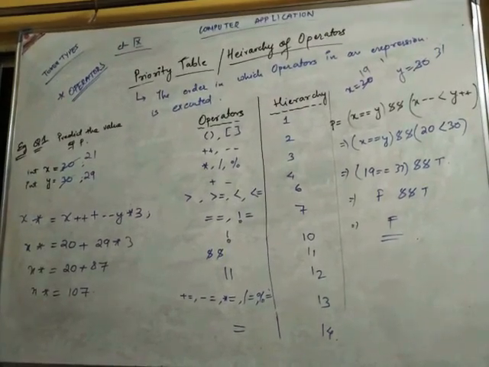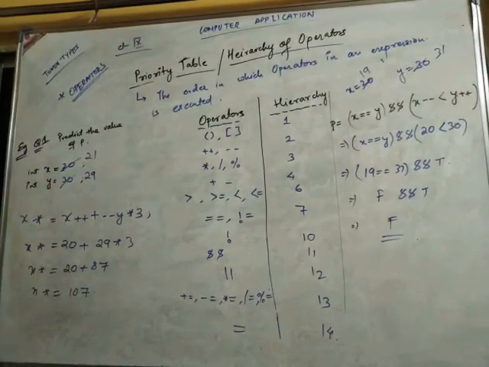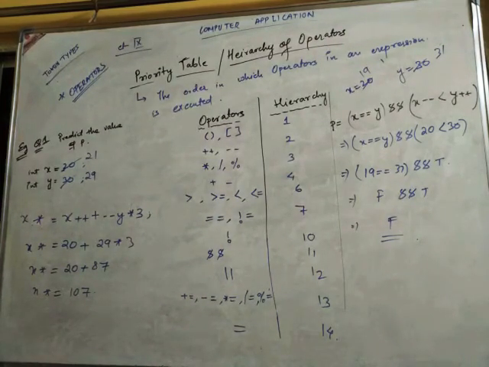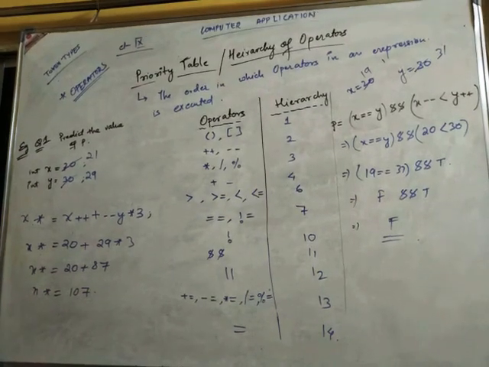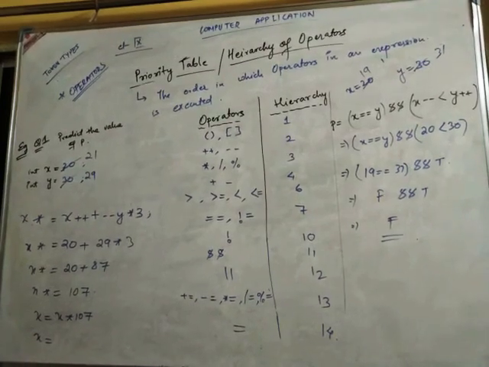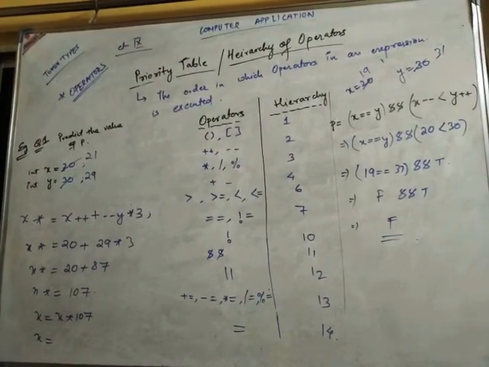Now we get x *= 20 plus 87. 29 into 3 is 87. Then x *= 107 we are getting. Now what you will do at the last is x equals x into 107. So that is how the last line, x *=, is changed.